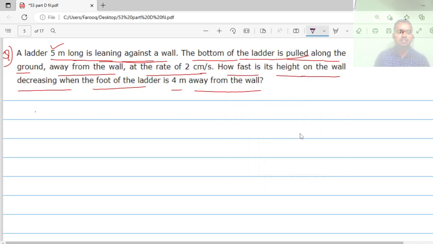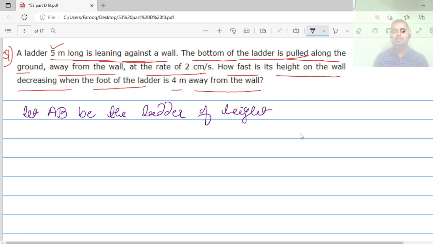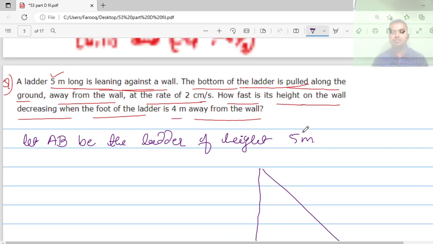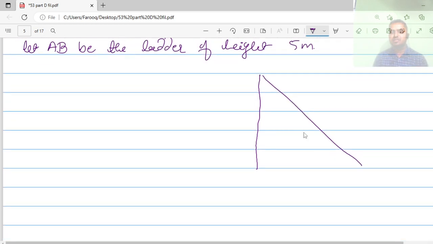Let AB be the ladder of height 5 meter. See here, rough diagram.